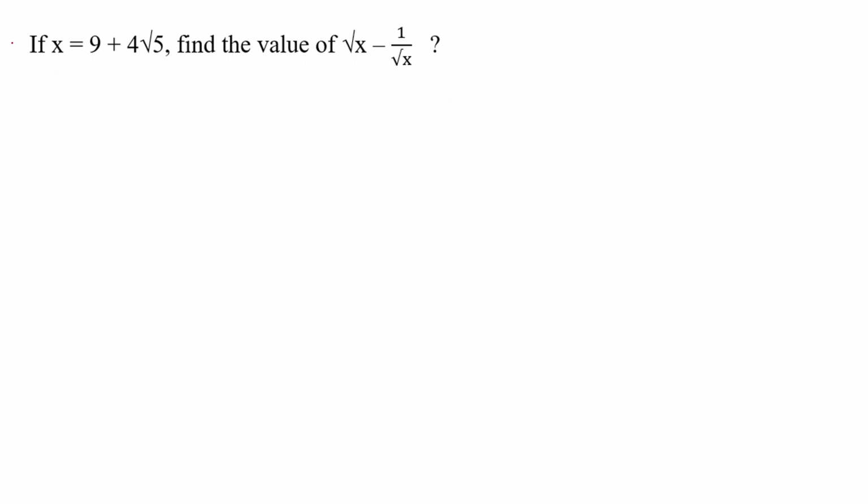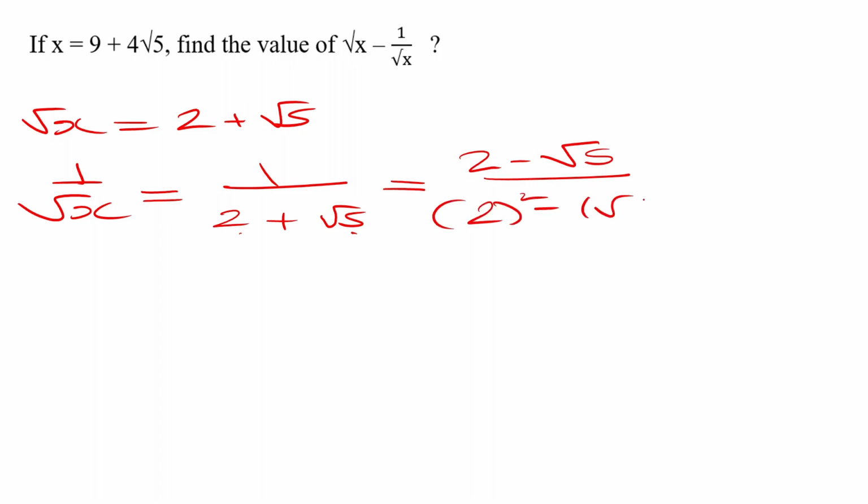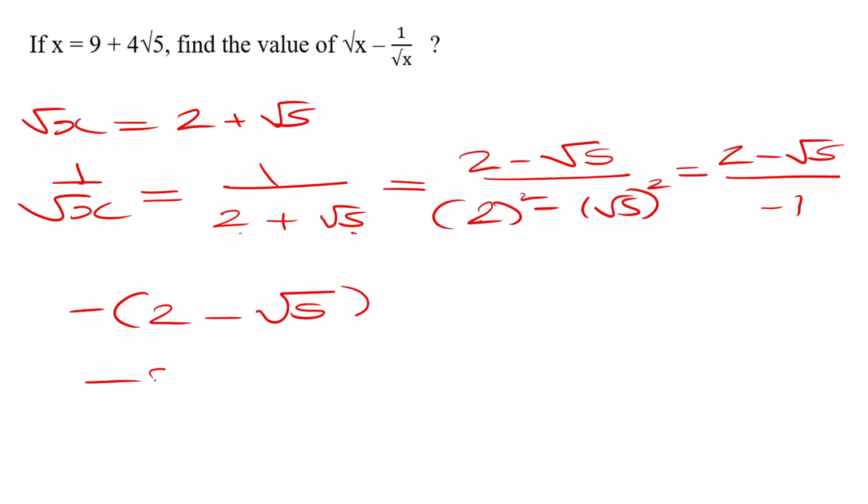Now, we have the value of root x as 2 plus root 5. For 1 by root x, this requires rationalization. 2 plus root 5, multiply on top and bottom by its reverse, 2 minus root 5. So 2 square minus root 5 square is 4 minus 5, that's minus 1. So we get minus of 2 minus root 5, that is minus 2 plus root 5. This is the value we're getting for 1 by root x.